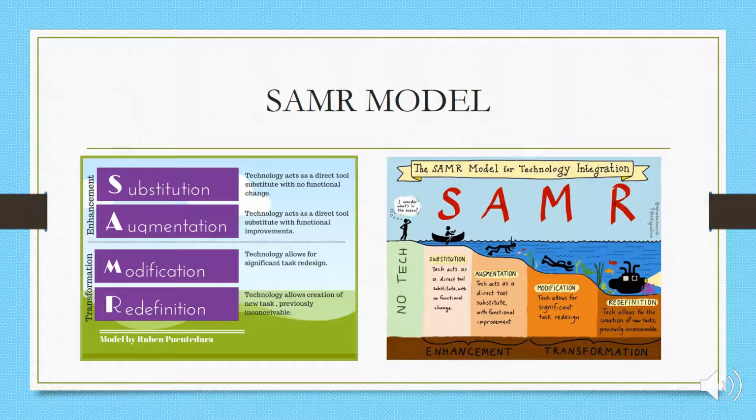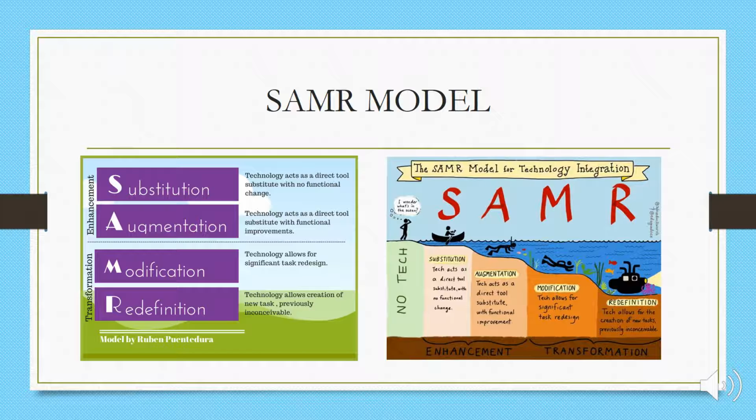In substitution, technology acts as a direct tool substitute. For example, instead of writing an essay on paper, you ask your students to write an essay on their computer. The computer is substituting the paper. In substitution, there is no real change in student engagement. In augmentation, technology still substitutes, but this time with functional improvement. There is more advanced productivity in this task.